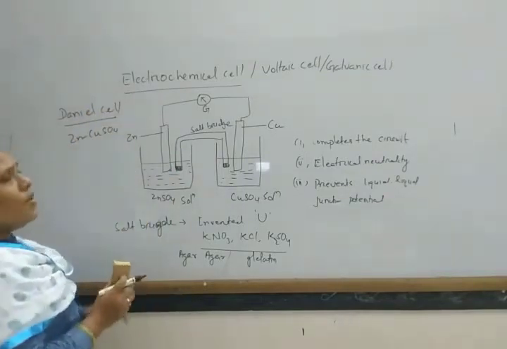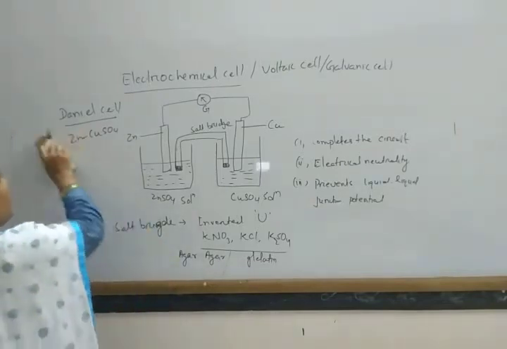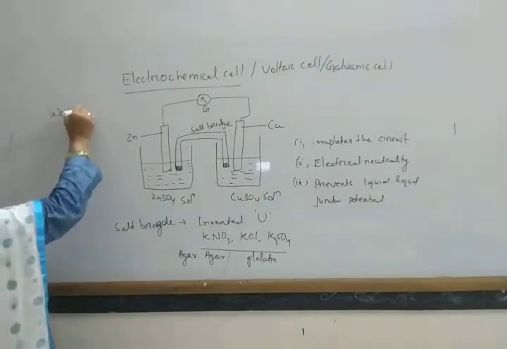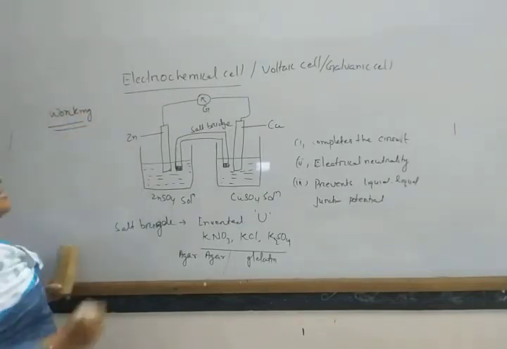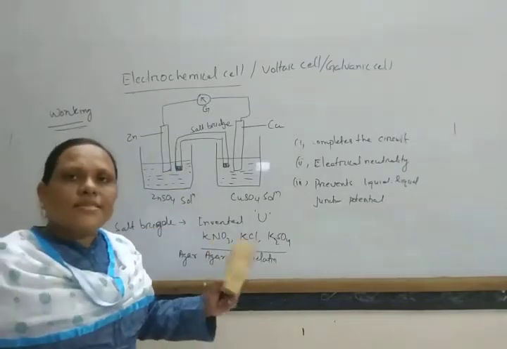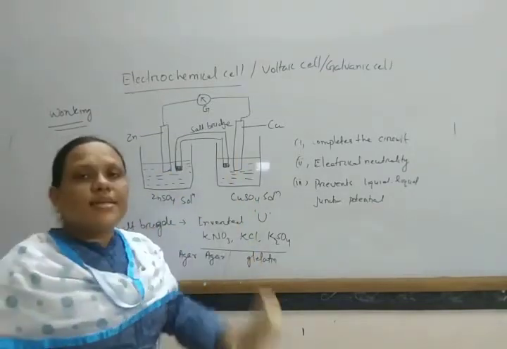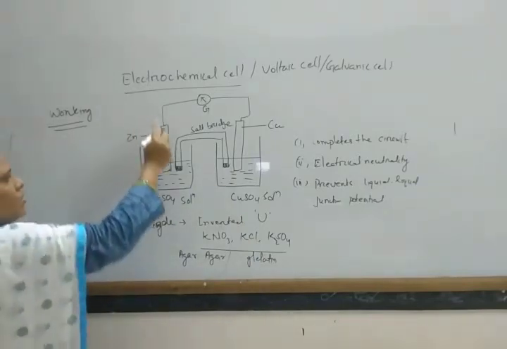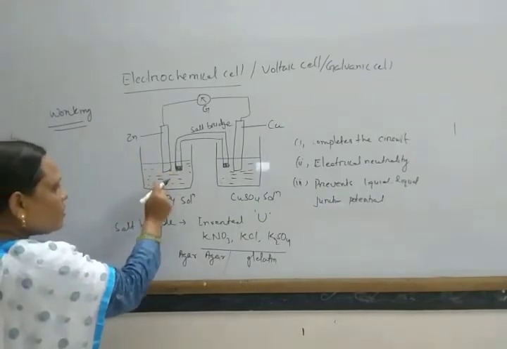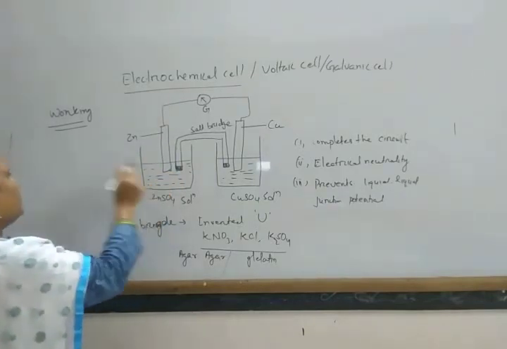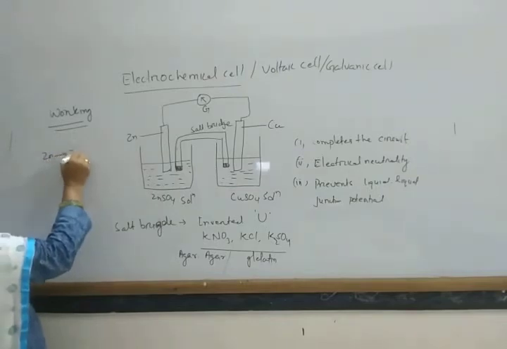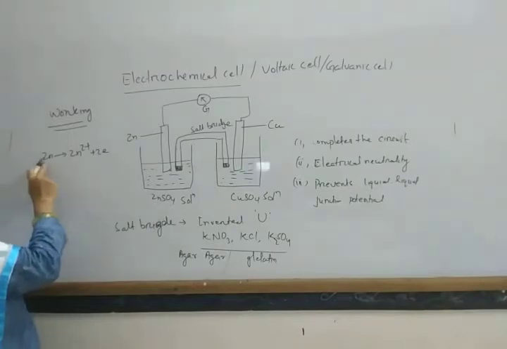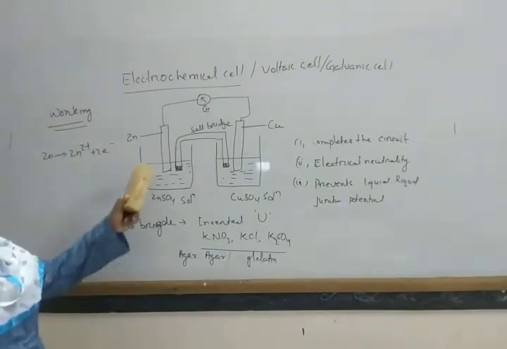Next, what is the working process? How does this work? Zinc has more tendency to lose electrons than copper. So first, some amount of zinc from this electrode goes into the solution. Zinc is first converted to Zn2+ and 2 electrons.